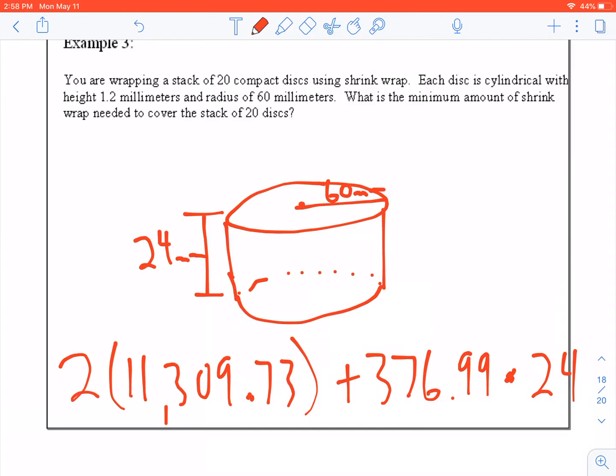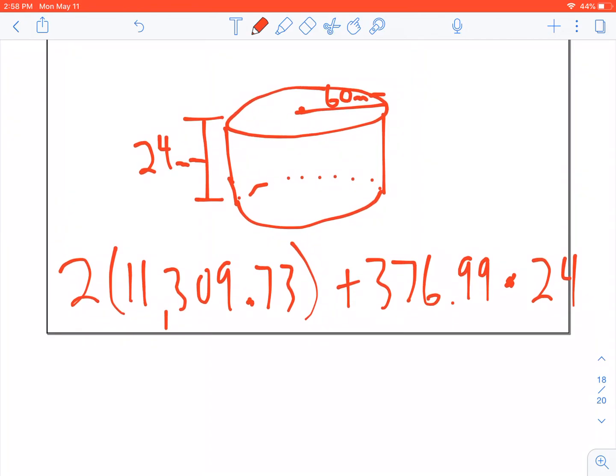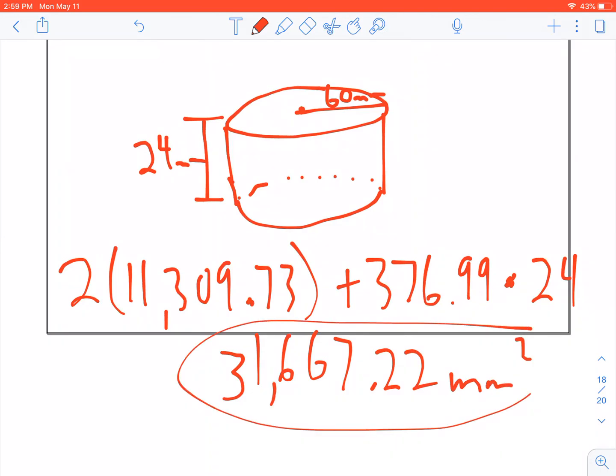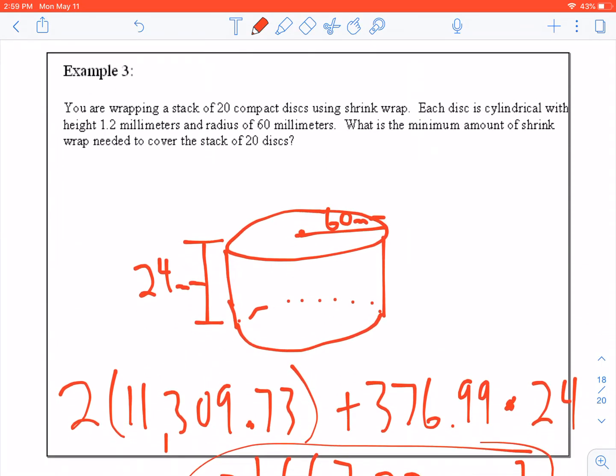And now we just do the math. 2 times 11,309.73 plus 376.99 times 24. We get 31,667.22 millimeters squared. Okay. So that's what we're looking at here as we go through to do these.